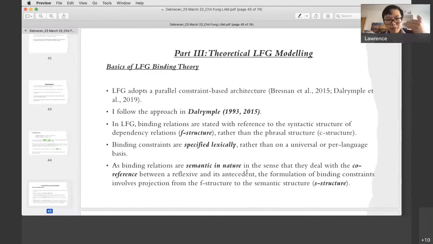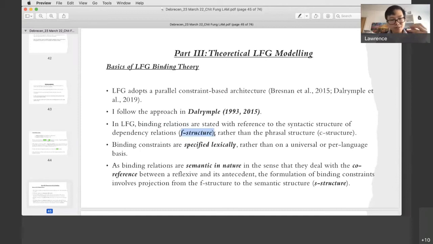So how do we do binding in LFG? LFG is very different from the Chomskyan minimalist approach that syntacticians may be familiar with. LFG has what we call a parallel constraint-based architecture, so different types of linguistic information use different formal structures to represent them. I follow the approach here by Dalrymple 1993 and 2015. We state the binding relations with reference to what we call an f-structure rather than a phrase structure or syntactic tree. This is how my LFG approach would characterize the binding relations.